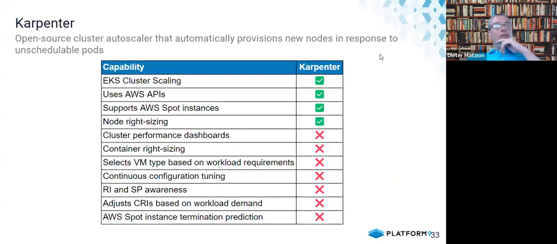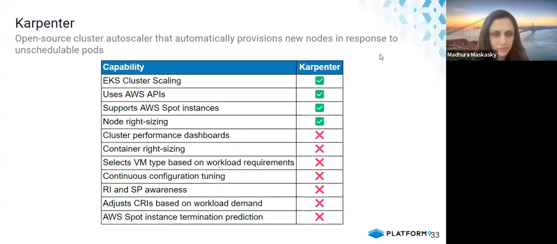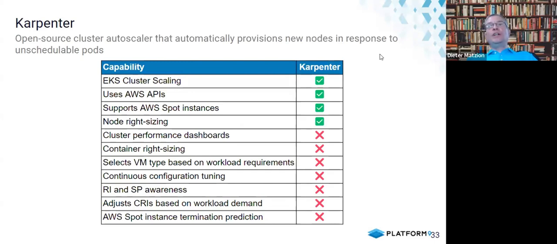It is an open source cluster autoscaler that automatically provisions new nodes in response to unschedulable pods, right? So you have containers. The containers are running on virtual machines. And if the control plane realizes that it cannot instantiate additional pods or containers, it needs to instantiate a new virtual machine to have room for these new resources, right? And that is what Carpenter is doing. It does EKS cluster scaling very well, so green check mark. It uses the AWS APIs, so great.